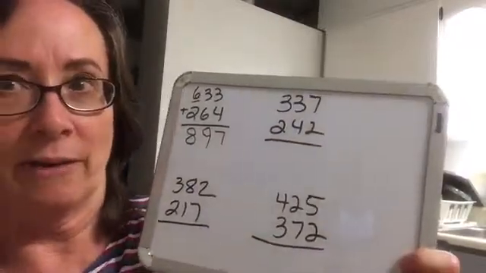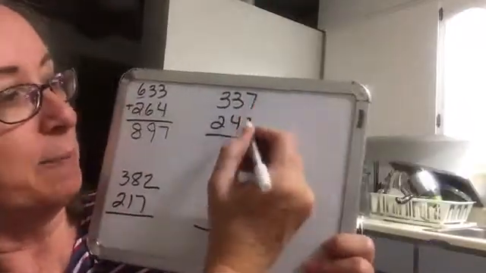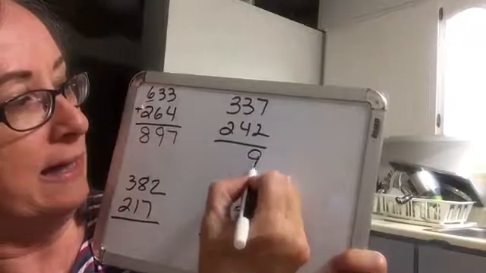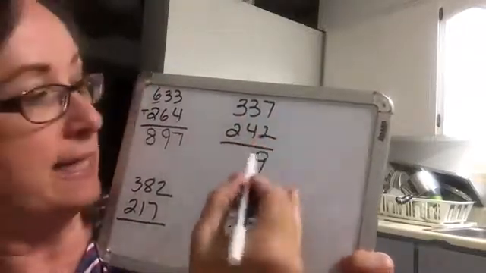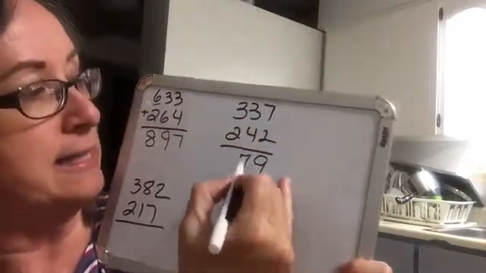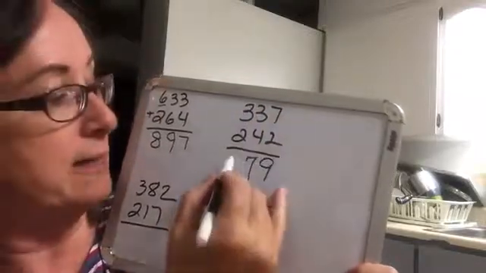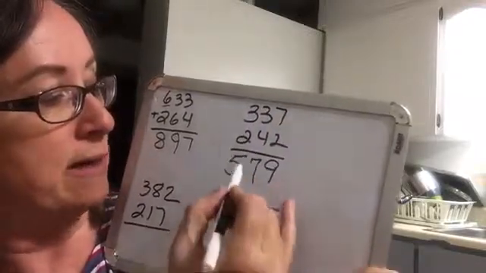Okay, we'll do it the long way one more time. 7 plus 2 is 9. 3 tenths plus 4 tenths is 7 tenths. 3 hundredths plus 2 hundredths is 5 hundredths.